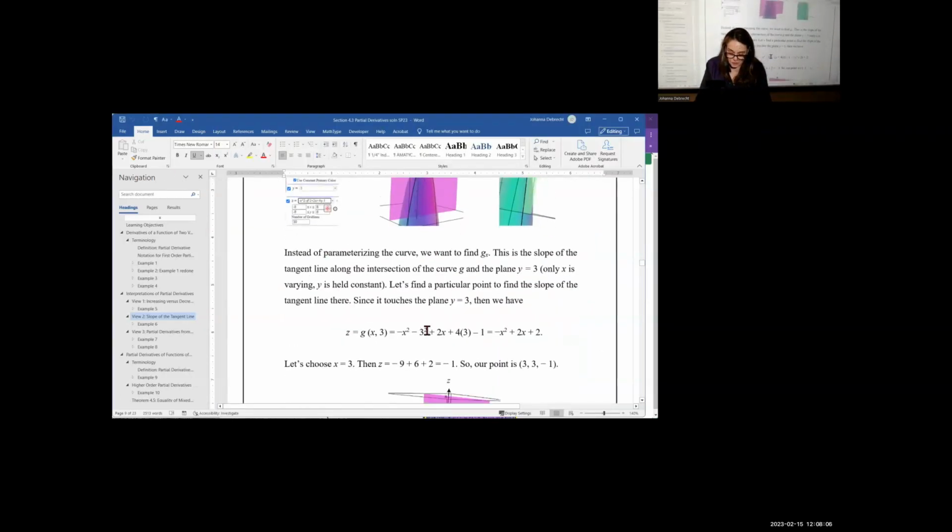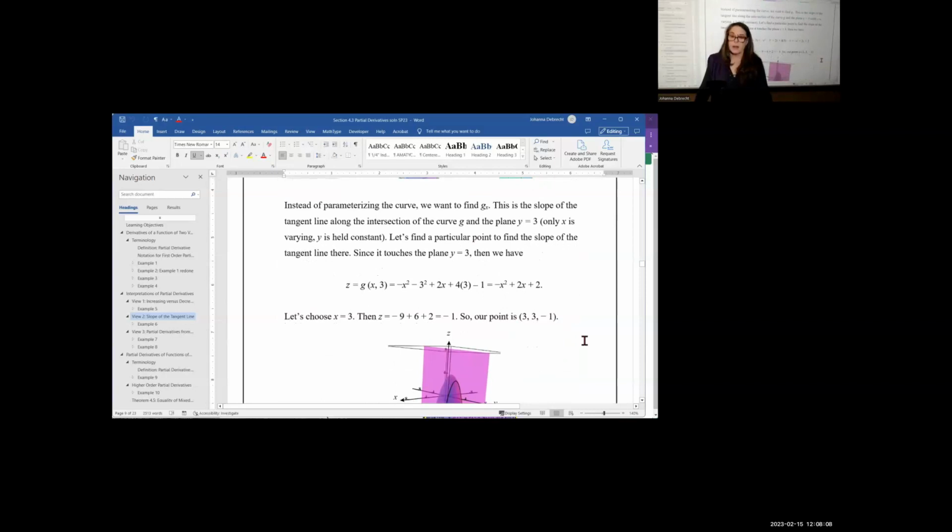Now, the next thing we want to do, of course, is figure out a tangent line at some point. So we're going to have to pick a point on that trace. Now, we know the y value is 3. But x is being allowed to vary, right? So x could be basically anything in the domain of G. So in this case, we want to find a point so that we can find the slope of the tangent line there. So we've got our equation right here in terms of just x. So I just randomly chose x equals 3.